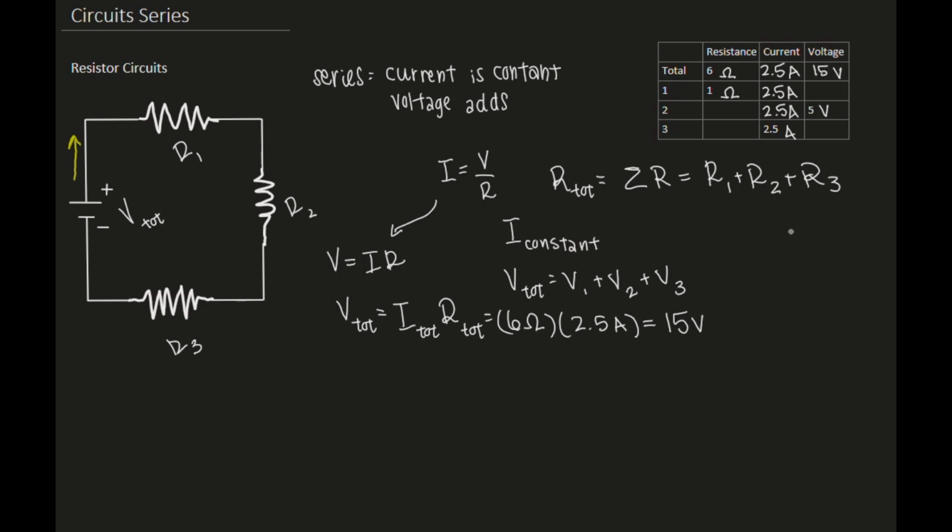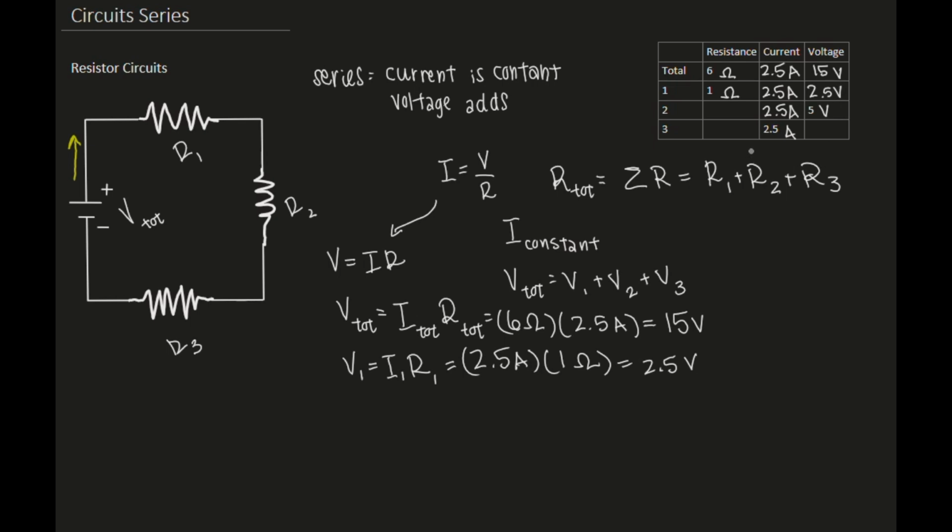We can use this now to figure out the voltage at resistor 1. V1 equals the current at resistor 1 times the resistance at resistor 1, which in this case is 2.5 amps times 1 ohm, which is just 2.5 amps. Or not 2.5 amps, sorry, 2.5 volts. Get your units right. 2.5 volts.